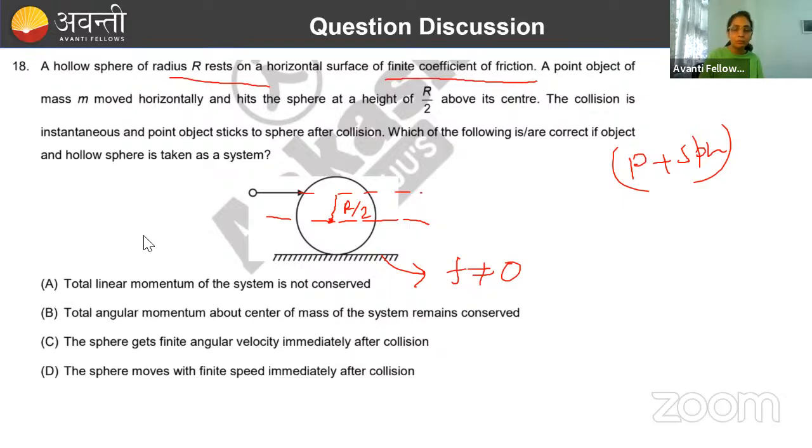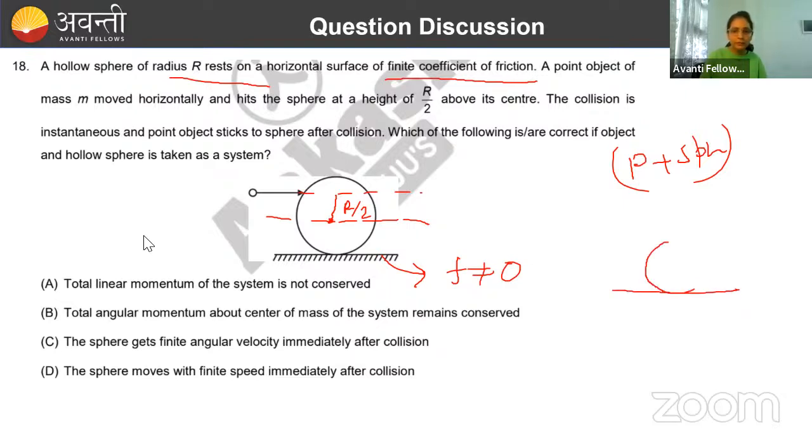What is an external force or torque? External means whatever is external to the system. So defining a system is a very important thing. Here the given system is your point object and the sphere. Now, the statement says total linear momentum of the system is not conserved. It is talking about the system's linear momentum. Will it be conserved or not? Let's see. What will happen here?